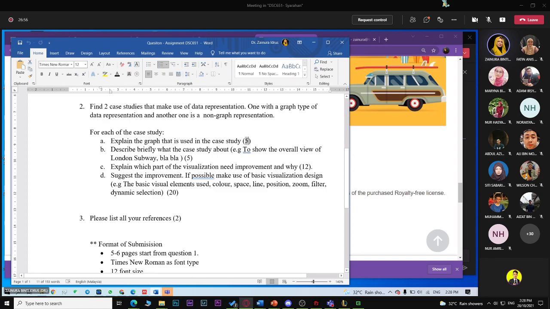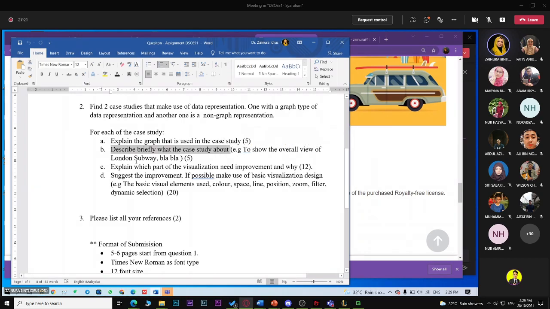Even though this is 2.5 for each, I still want you to explain more. Jangan bagi I satu line, dua line, no. Because you have here 5 to 6 pages. You have to explain more, a little bit. And describe briefly what the case study is about. Case study tu cerita tentang apa?